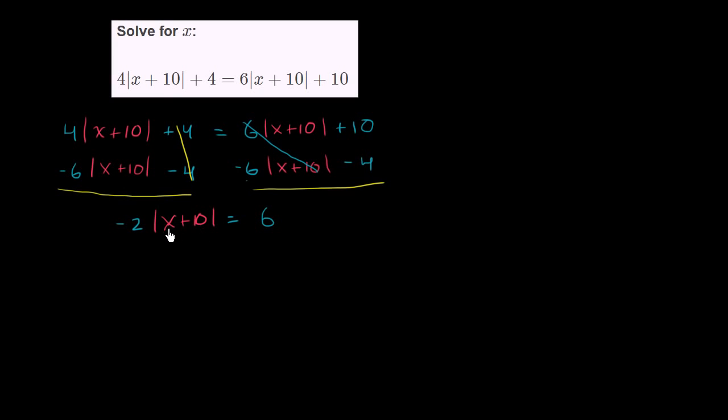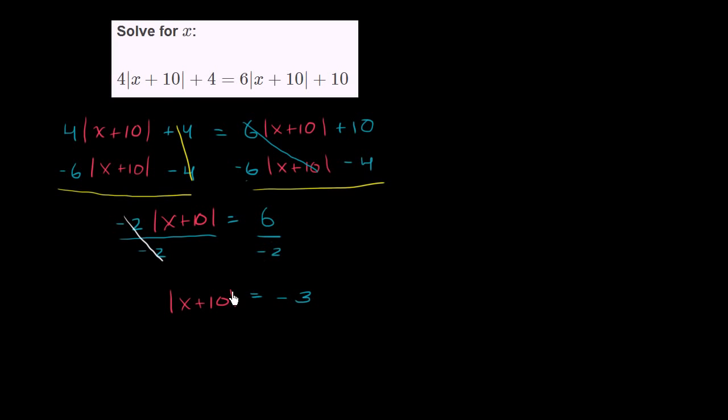Now we want to solve for the absolute value of x plus 10. So let's get rid of this negative 2, and we can do that by dividing both sides by negative 2. You might realize everything we've done so far is just treating this red expression almost like a variable. We're going to solve for that red expression and then take it from there. So negative 2 divided by negative 2 is 1. 6 divided by negative 2 is negative 3. So we get the absolute value of x plus 10 is equal to negative 3.